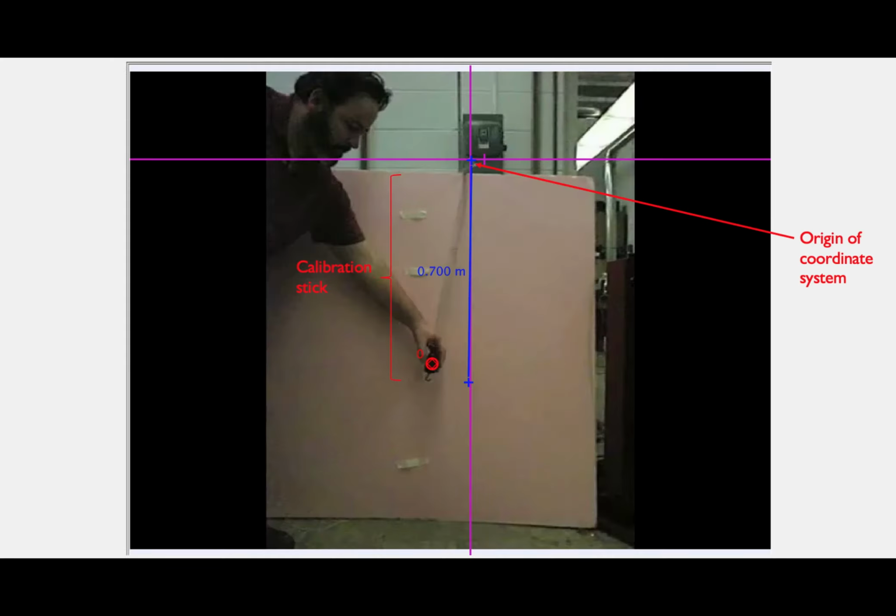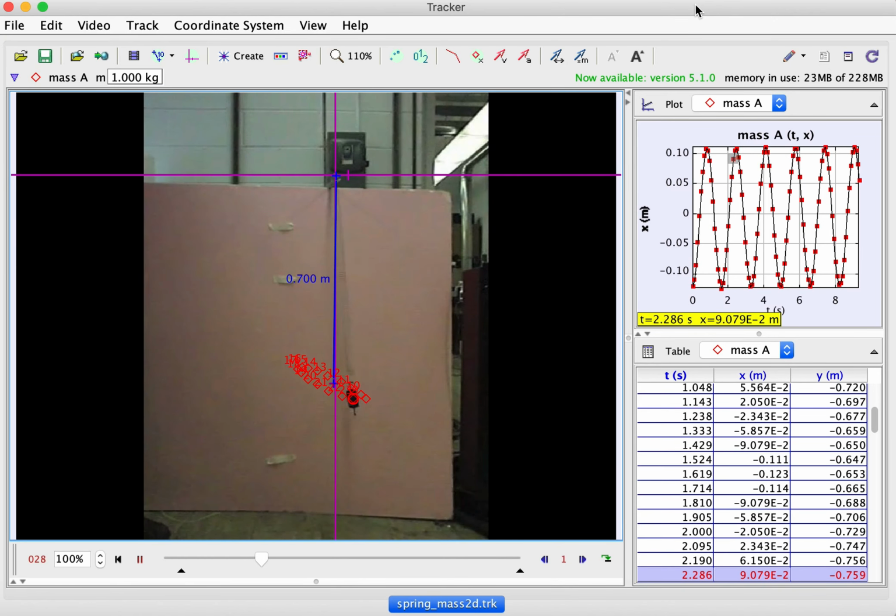I analyzed the provided video using Tracker to collect the object's position data over time. To ensure the data was accurate, I used a calibration stick to establish the initial relaxed length of the spring with the mass attached, which was 0.7 meters. I then set the coordinate system to have the origin at the point of attachment of the spring, with the y-axis running along the spring in the negative y direction. When the video is run, Tracker collects a series of XY data points, producing a position versus time graph that demonstrates oscillatory motion.